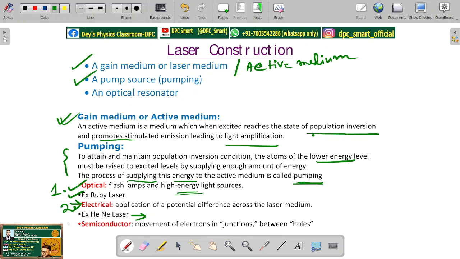The third type of pumping is in the case of semiconductors. So in the case of semiconductor lasers, the movement of electrons and holes within the junction, or the depletion region, also produces pumping. So in a semiconductor laser, movement of electrons and holes in the junction is done.